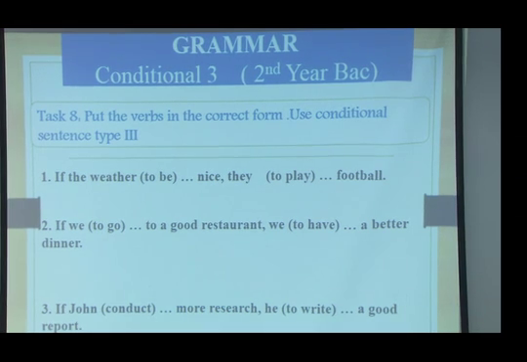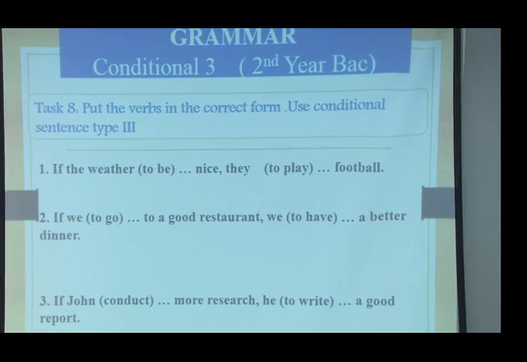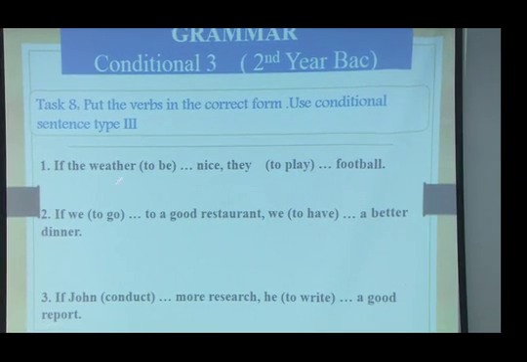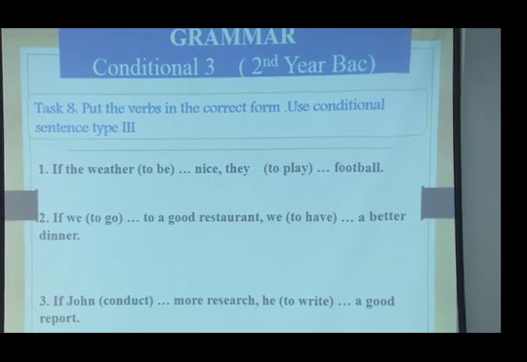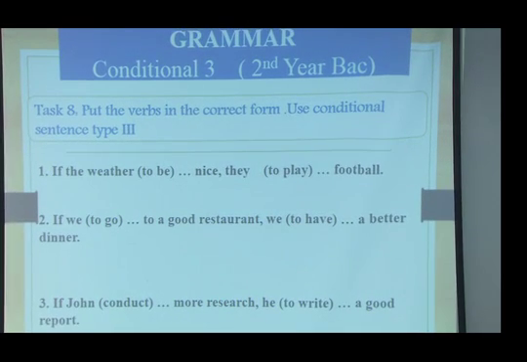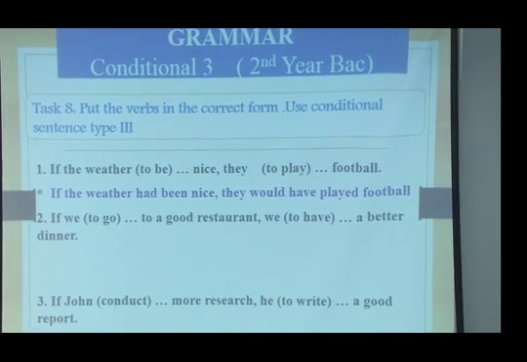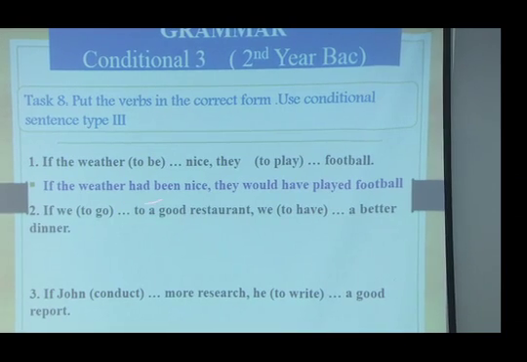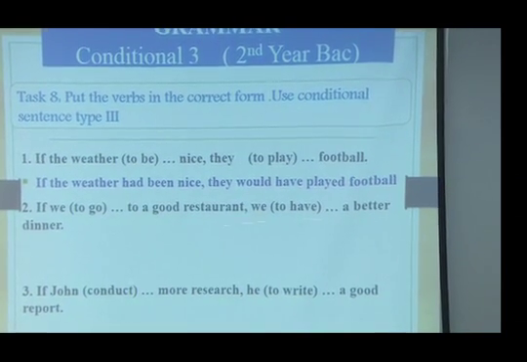If the weather, nice, they, to play football. Any idea? Do you remember the rule? If plus subject plus what? Plus what? Shall we correct? Yes, good job. If the weather had been nice, past perfect, they would have played football.